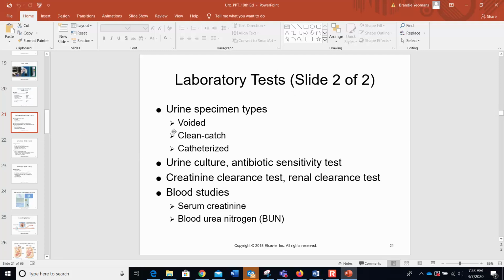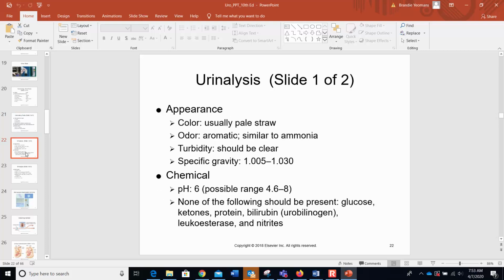We can get just a random voided test, a clean catch, and then we also can catheterize the patient, whether it be an indwelling catheter or an in and out catheter, meaning we just go in, we get our urine specimen, and then we remove the catheter from the bladder so it doesn't stay in there for a long period of time. Different blood tests that we can do. We can do a serum creatinine, a BUN, which is the blood urea nitrogen. We can also see some very important things from those blood tests as to what's going on in the kidneys.